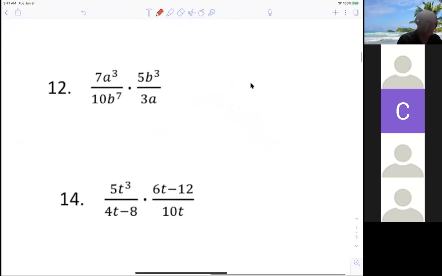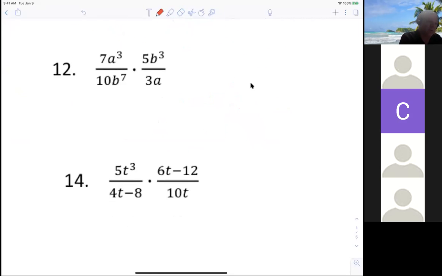Let's take a look at number 12. 12 is back where we're just cross reducing. 5 goes into 5 once. 5 goes into 10 twice. Now, none of the other numbers can cancel. 7, 1, 2, and 3. All right, so now we just multiply straight across. 7 times 1 is 7. 2 times 3 is 6.